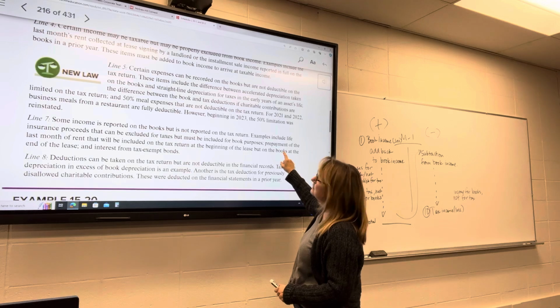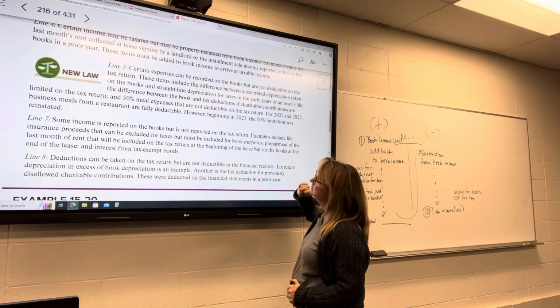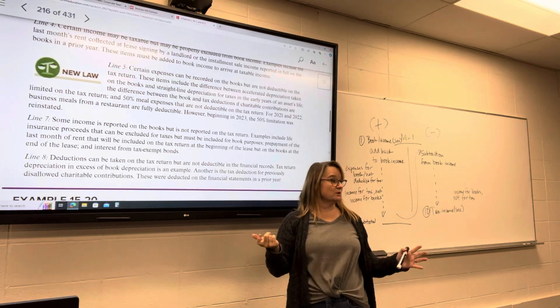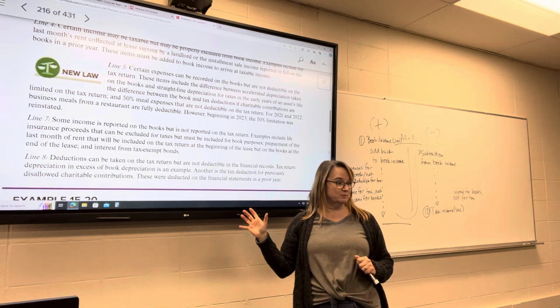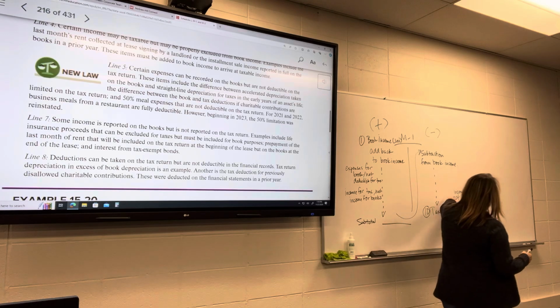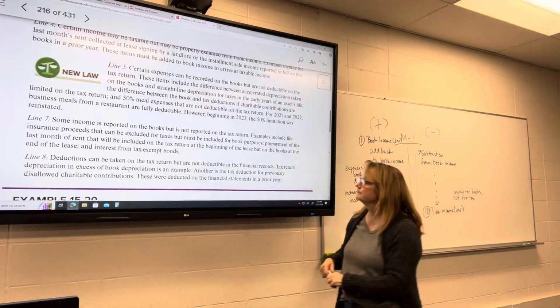They have other interest from tax exempt bonds. So interest, like municipal bond interest, is not taxable. And so it would not be included on the tax return, but it would be included on the books. So we're going to subtract that amount.